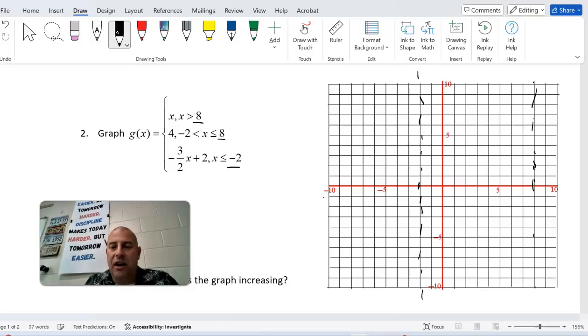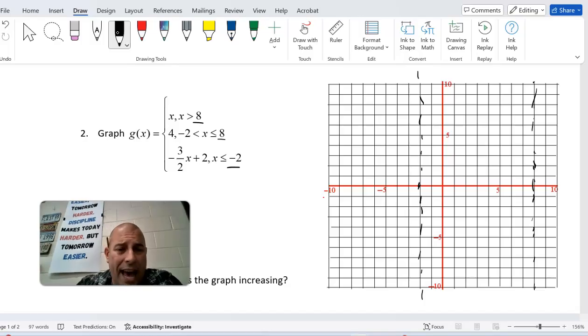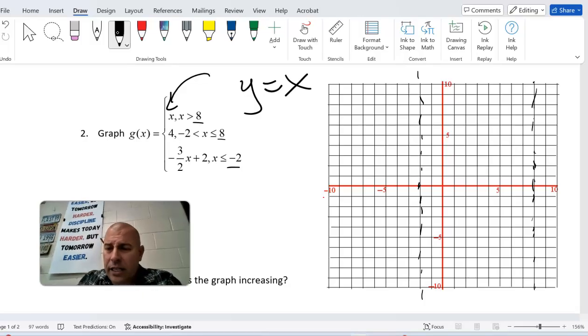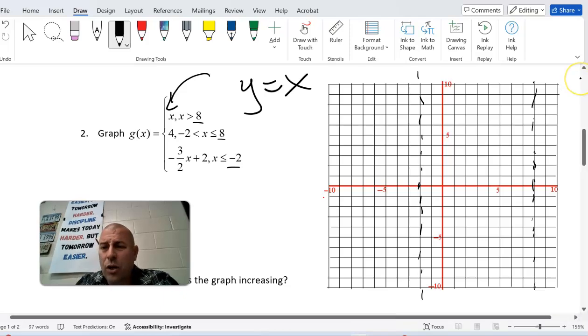So we're going to have stuff going on to the left, in between the walls, and then to the right of the walls as well. So when x is greater than 8, they want me to graph the function of x. Well, remember, that kind of looks like this. So here's the thing. We can go ahead and try to figure out where we're going to be at.